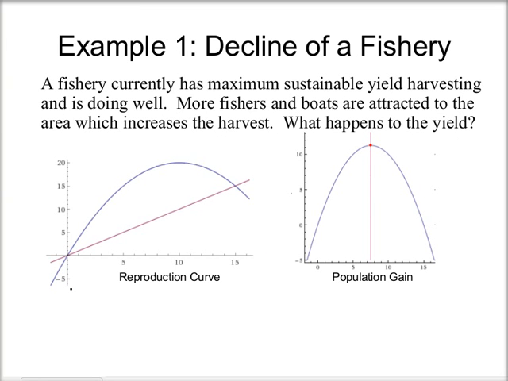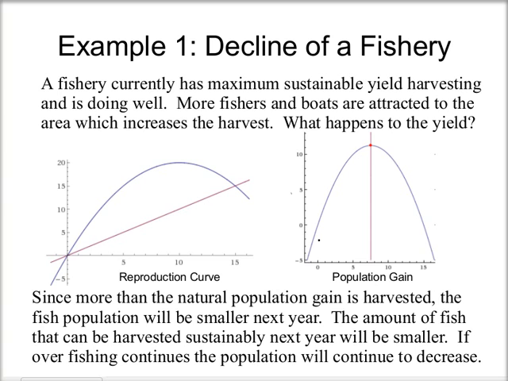Let's finish up with an example of the decline of a fishery. A fishery currently has maximum sustainable yield harvesting and is doing well. More fishers and boats are attracted to the area, which increases the harvest. So what happens to the yield? Here I've got my reproduction curve graph and my natural increase or population gain graph.